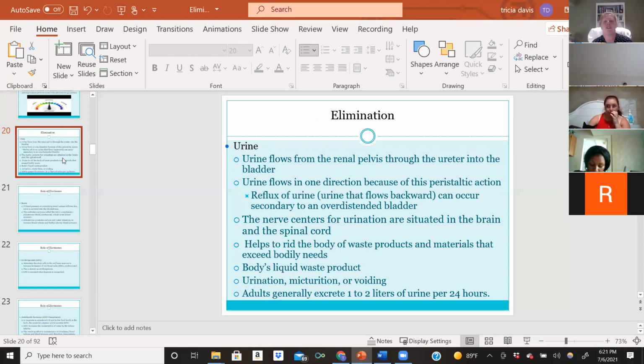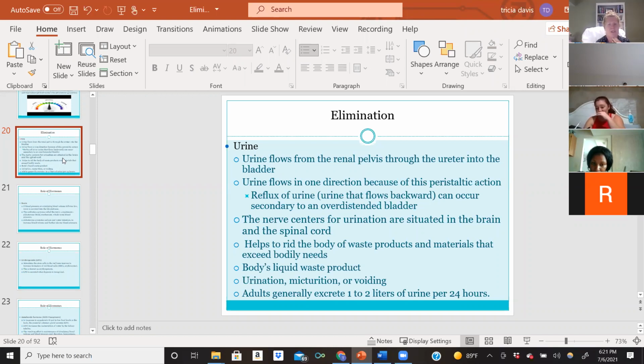The nerve centers for urination are situated in the brain and the spinal cord. So sometimes if we have patients with some kind of brain damage or spinal cord damage, it's understandable why they have neurogenic bladders or they're incontinent at times, because they don't have any control. They've lost the nerves that affect the control of urination.